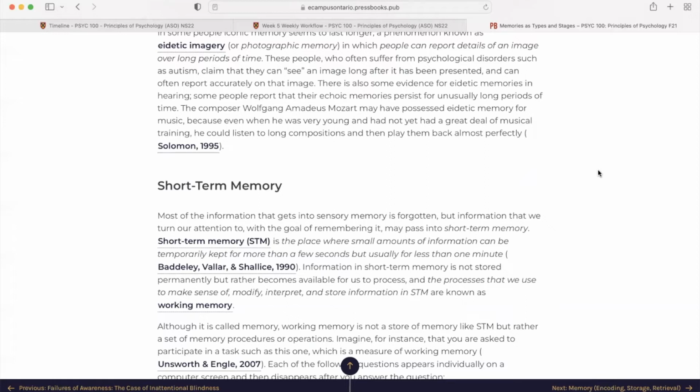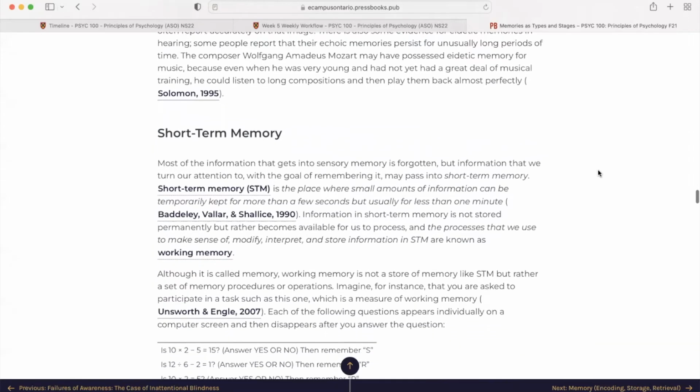The composer Wolfgang Amadeus Mozart may have possessed eidetic memory for music because even when he was very young and had not yet had a great deal of musical training, he could listen to long compositions and play them back almost perfectly.